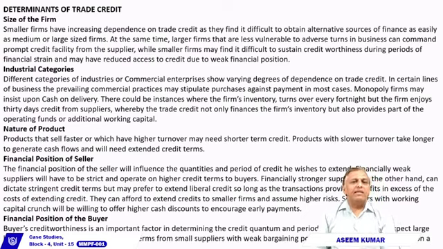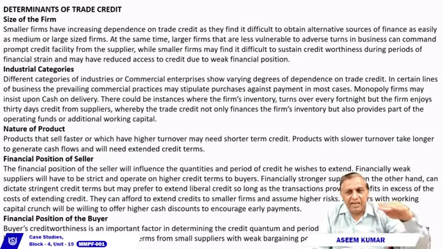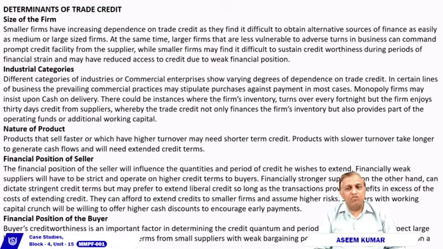Industrial categories: different categories of industry or commercial enterprise show varying degrees of dependence on trade credit. In certain lines of business, the prevailing commercial practices may stipulate purchase against payment in most cases. Wherever there is a monopoly, a firm may insist upon cash on delivery because they don't have any competitor, so they can dictate their terms. There could be instances where the firm's inventory turns over every fortnight, but the firm enjoys 30 days credit from suppliers, whereby the trade credit not only finances the firm's inventory, but also provides part of the operating funds or additional working capital.